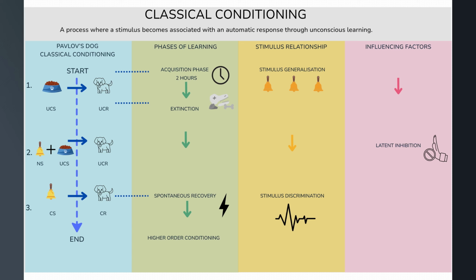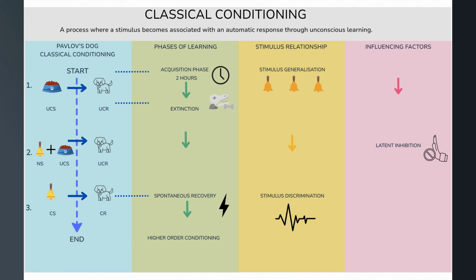Next, the yellow column focuses on stimulus relationships. Stimulus generalization is when similar stimuli, like slightly different bell tones, still cause the same response. In contrast, stimulus discrimination is when the dog learns to respond only to the specific tone it was trained with. For example, 1000 frequency tone, but not for 900 frequency tone.